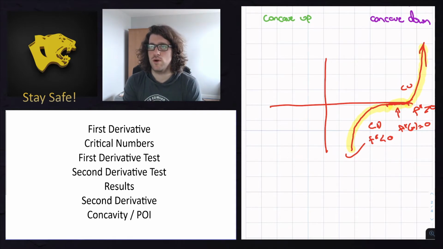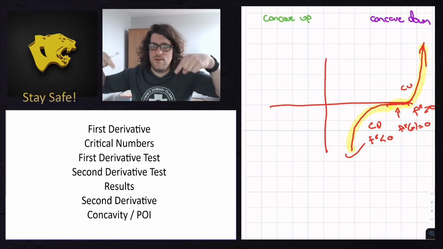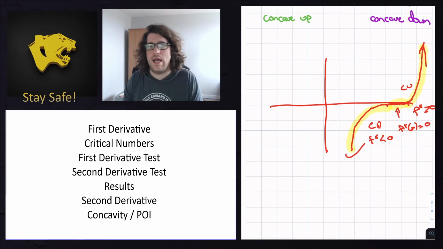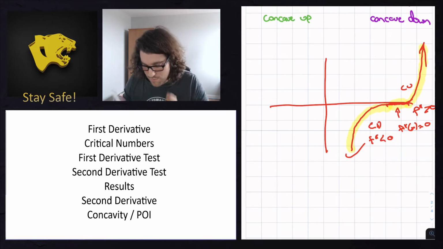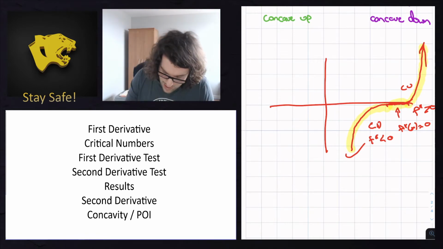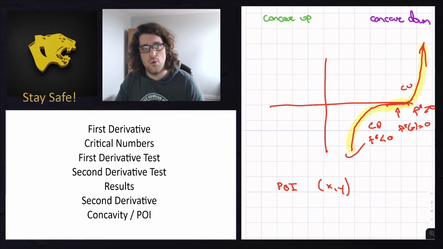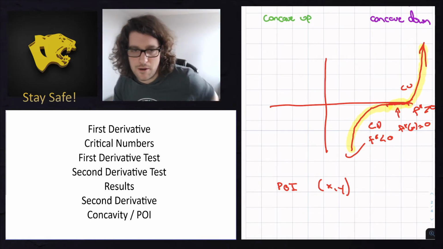So inflection points are times where you transition between concave up to concave down or concave down to concave up. If you notice down there, I say POI. POI is the lazy way to say point of inflection. So if you have an inflection going on in your graph and somebody asks you for a POI or point of inflection, you're going to list the x comma y coordinates of that point that you found.